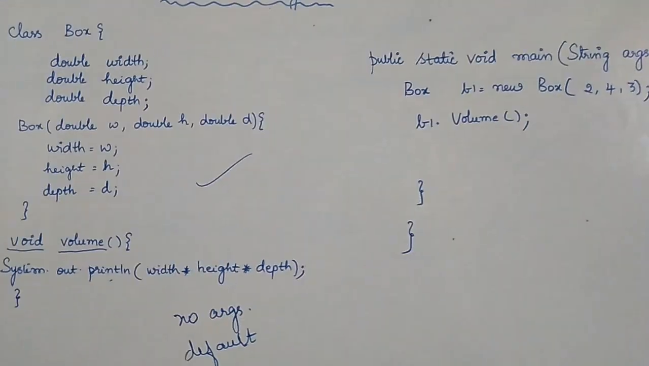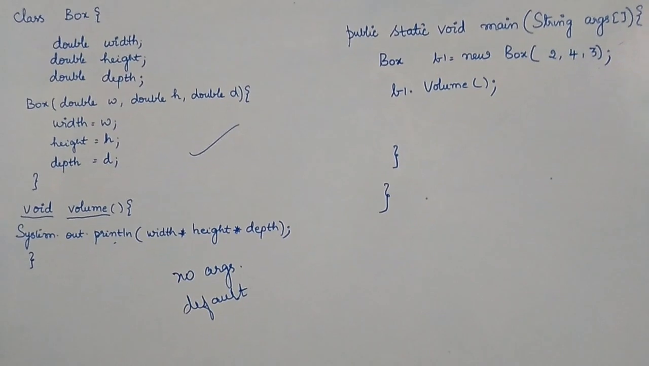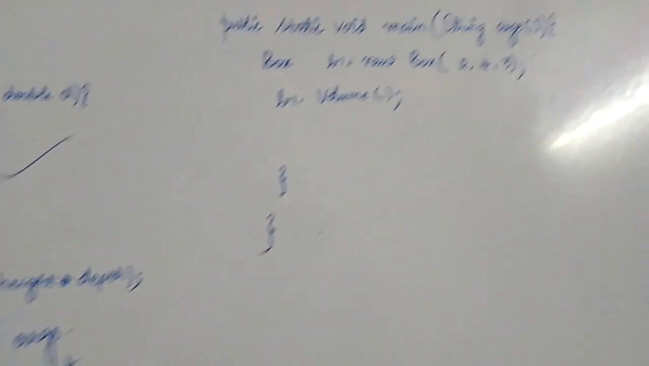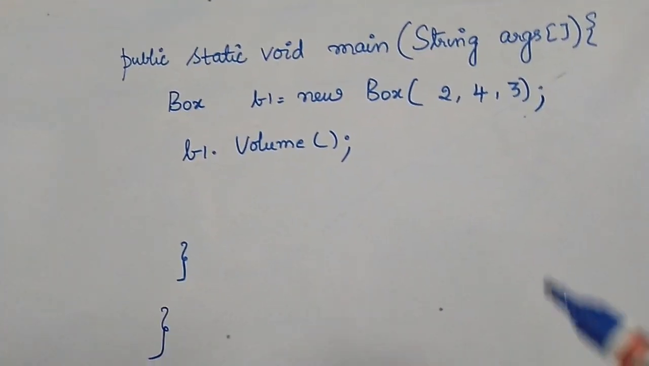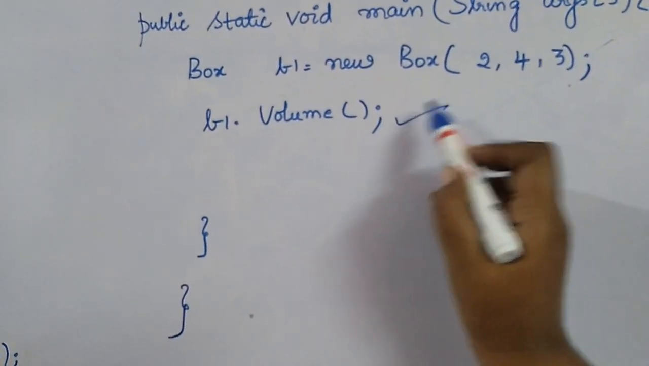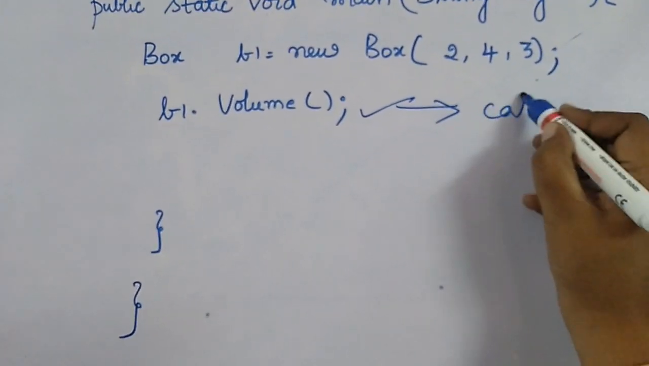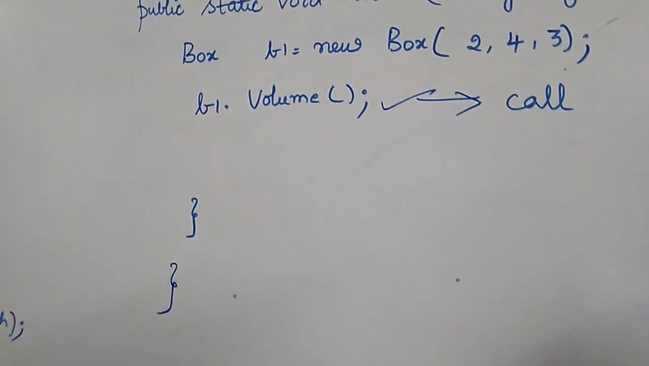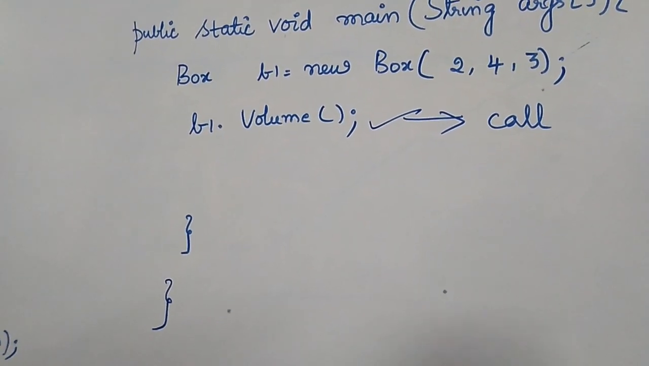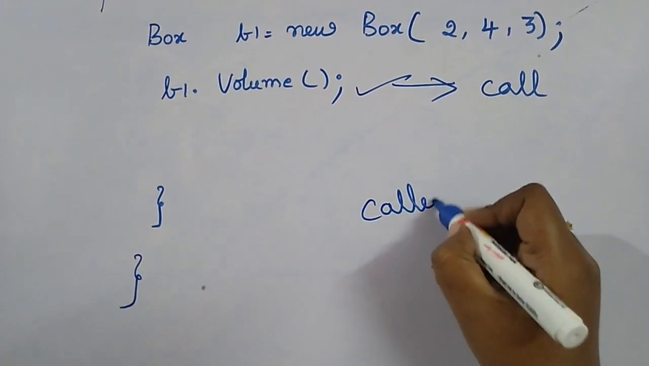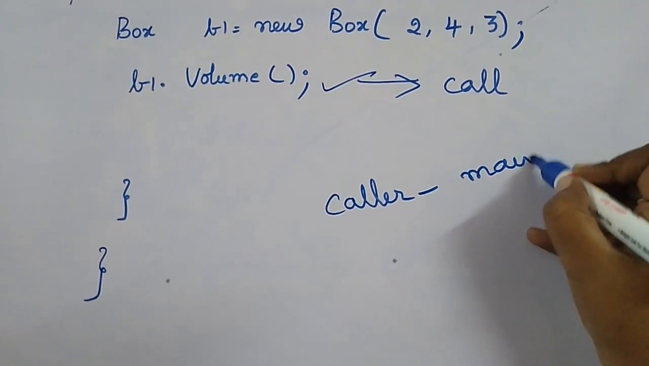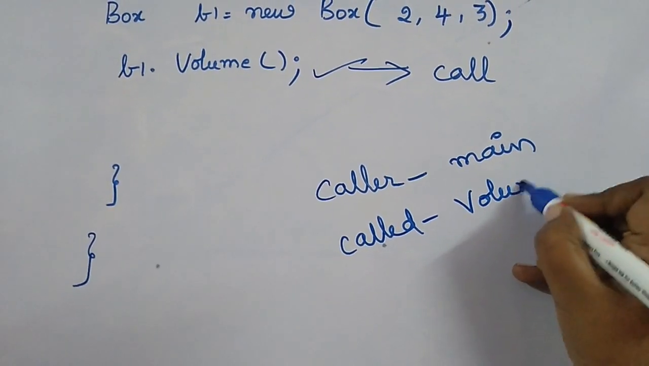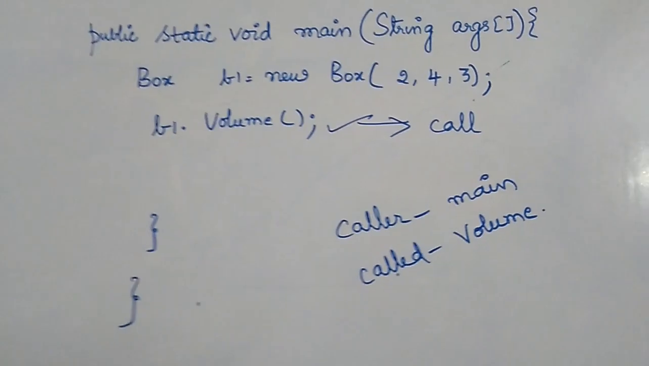Now from within the static main method, we are accessing this. This is an instance method, so we need to create an object. We created an object, and through the object we are calling this. This is called a method call. So who is the caller over here? The caller method is the main method, and the called method is the volume method. That's how we are calling.